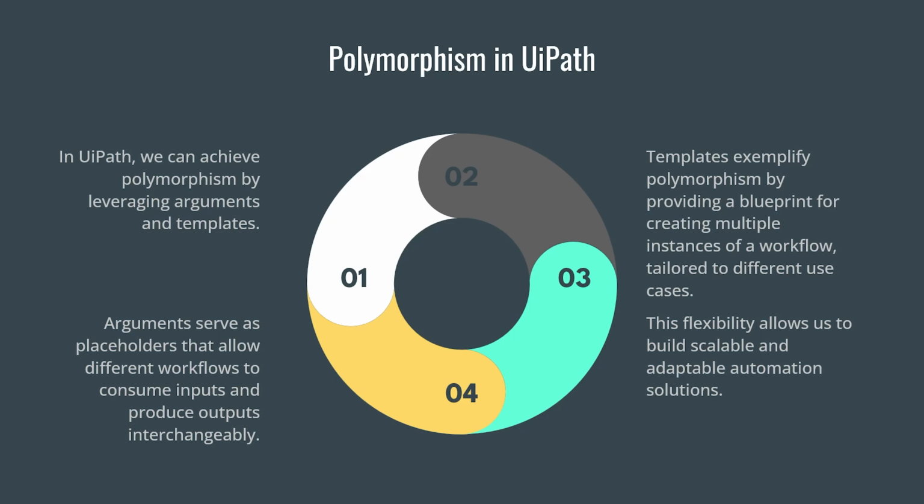Now let's see the next important OOPS concept, polymorphism. Polymorphism means one name, many forms. One function behaves in different forms. In other words, many forms of a single object is called polymorphism. In UiPath, we can achieve polymorphism by leveraging arguments and templates. Arguments serve as placeholders that allow different workflows to consume inputs and produce outputs, just like how we use in and out arguments. Templates, on the other hand, provide a blueprint for creating multiple instances of a workflow, and those can be different use cases. That flexibility allows us to build scalable and adaptable automation solutions.